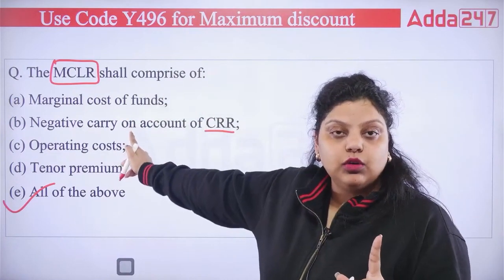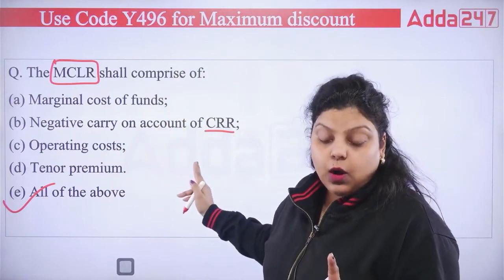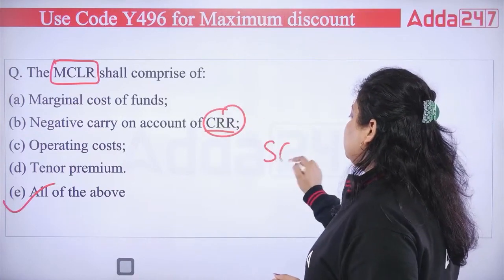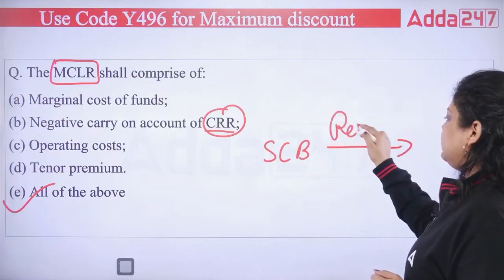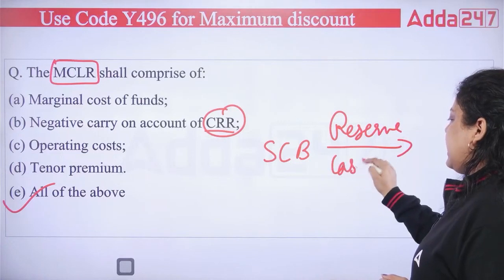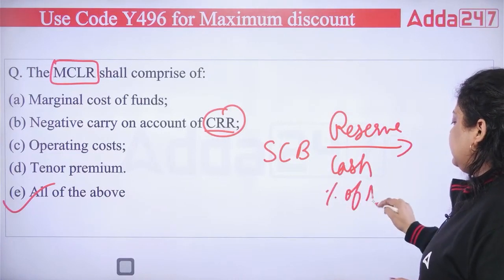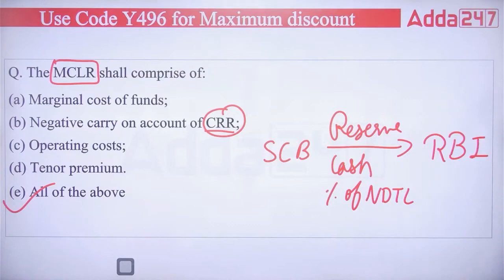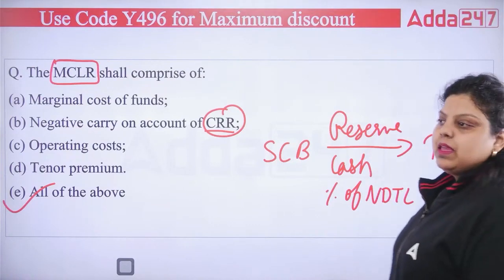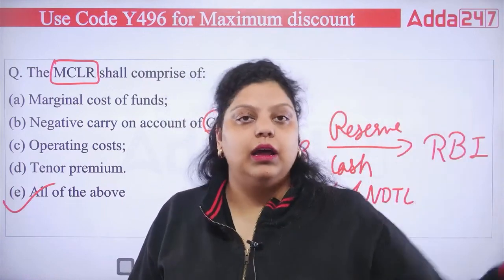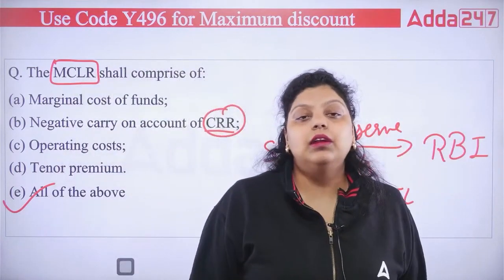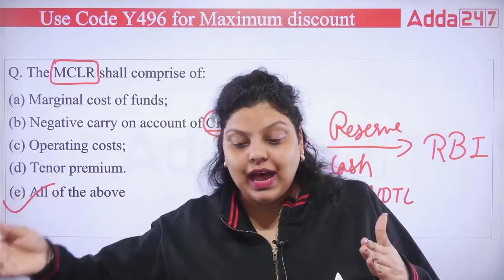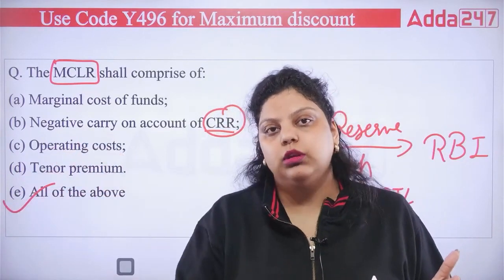calculate the marginal cost of funds of a bank. Then you have to check the negative carry on account of CRR. What is negative carry on account of CRR? We know what CRR is, in which all the scheduled commercial banks have to maintain a certain reserve in the form of cash with RBI, as a percentage of NDTL prescribed by RBI. And on CRR, banks cannot earn money. Banks cannot have income on CRR because RBI does not pay any interest to commercial banks on CRR.